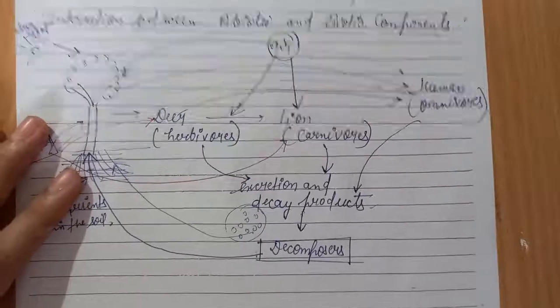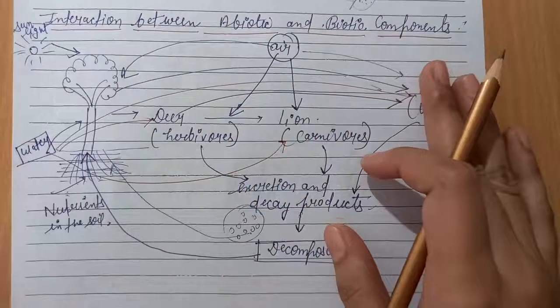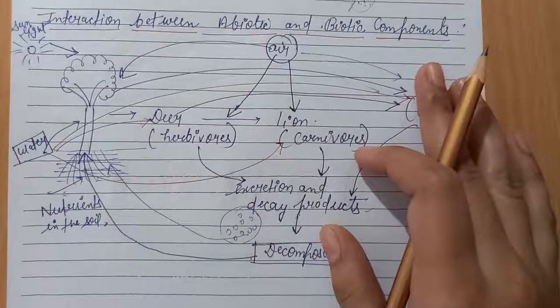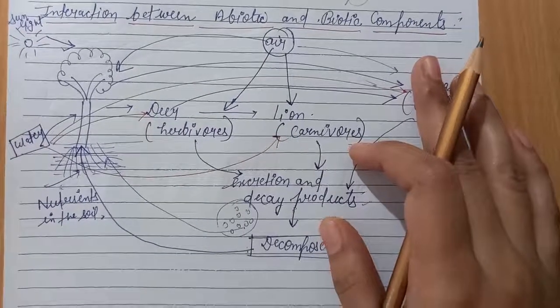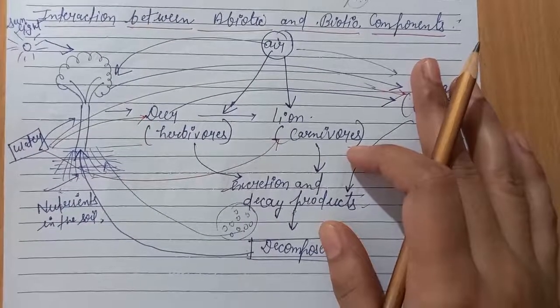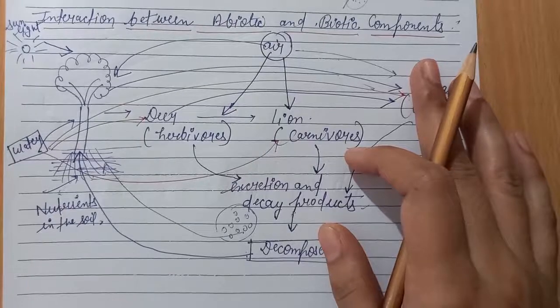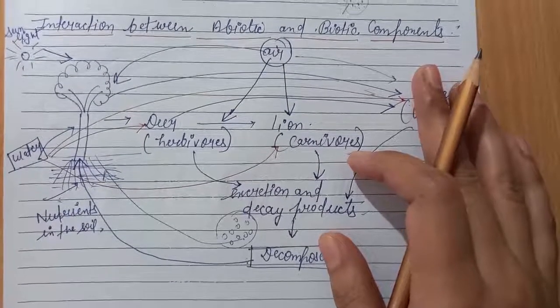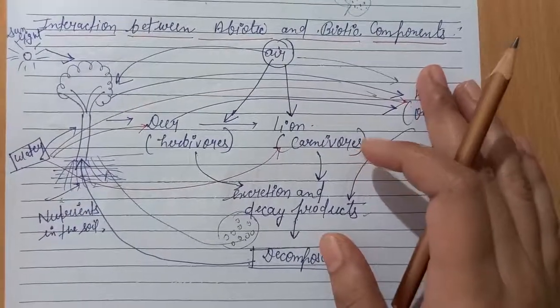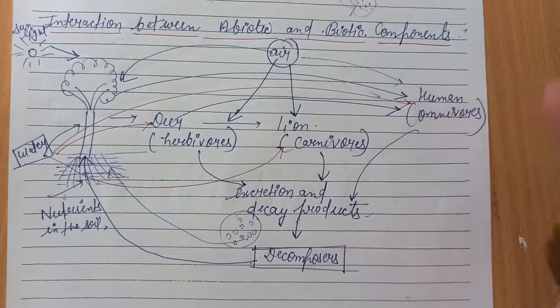Next is the interaction between abiotic and biotic components. As we know, our surroundings are made up of abiotic and biotic components. All living beings' lives are dependent on abiotic and biotic components. All living beings such as plants and different animals are dependent on each other and on the abiotic components of the environment. How are they dependent on abiotic components?